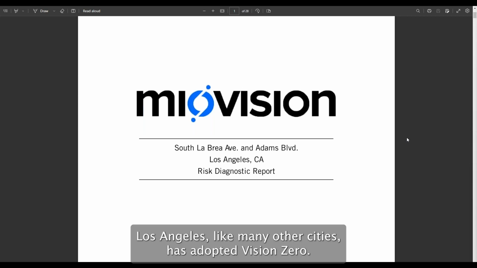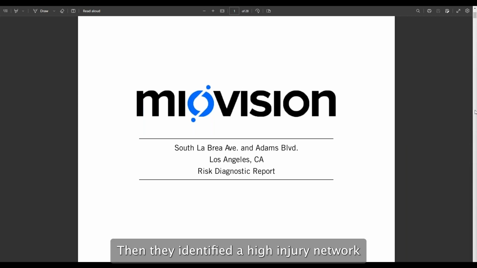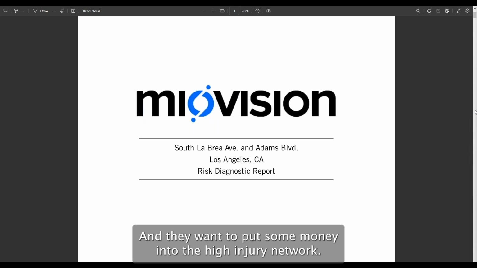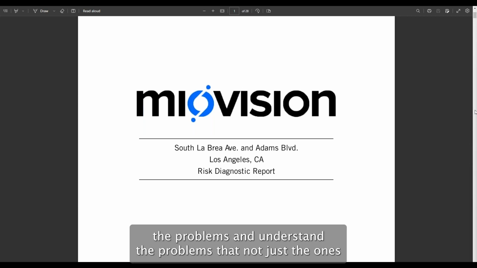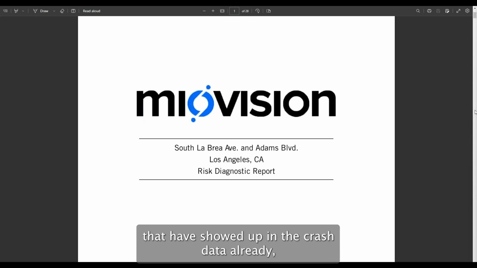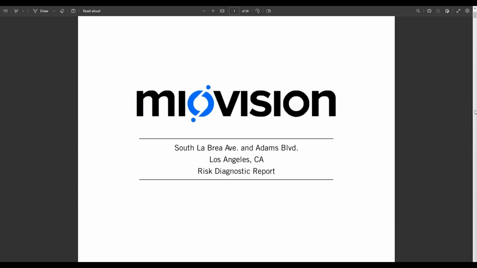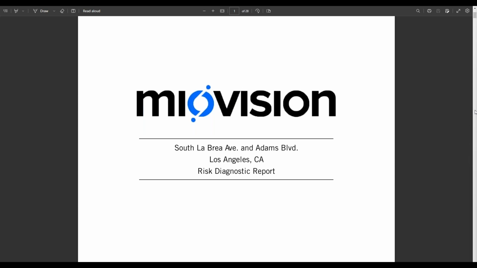Los Angeles, like many other cities, has adopted Vision Zero. Then they identified a high injury network, which were locations having more collisions than normal, and they want to put some money into the high injury network. But before doing that, they want to precisely understand the problems, not just the ones that have showed up in the crash data already, but the ones that are impending problems, where there's a risk factor and it's just a matter of time before someone gets killed, so that they can really bring a holistic safety improvement plan to that intersection.